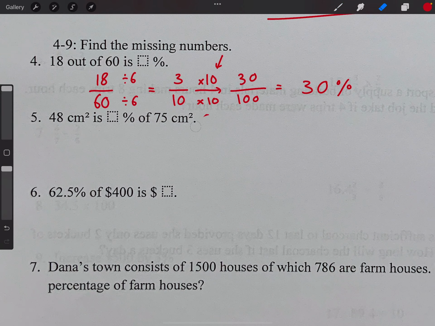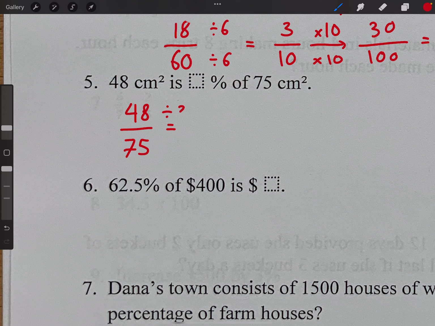Question 5. 48 centimeters squared is what percentage of 75? Okay, so we put 48 and we compare it to 75 and put 75 at the bottom. Now we need to simplify this. Let's divide it by 3. Divided by 3. Divided by 3. When you divide a bottom number by 3, you're going to get 25. And if you divide a top number by 3, you're going to get 16.